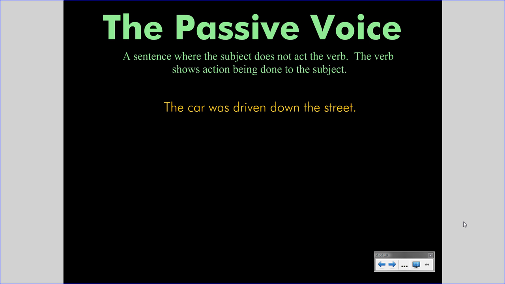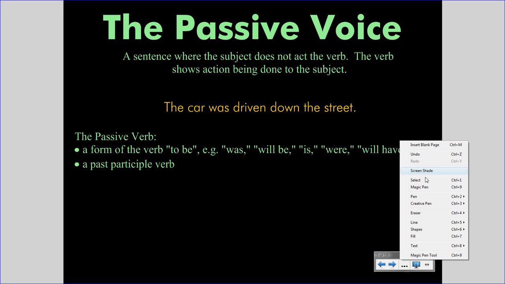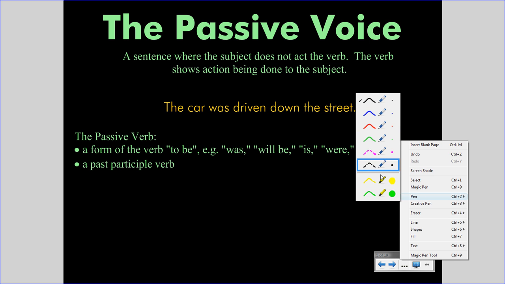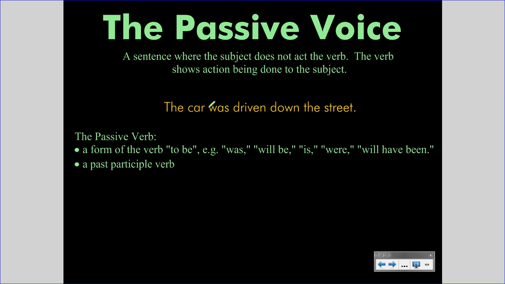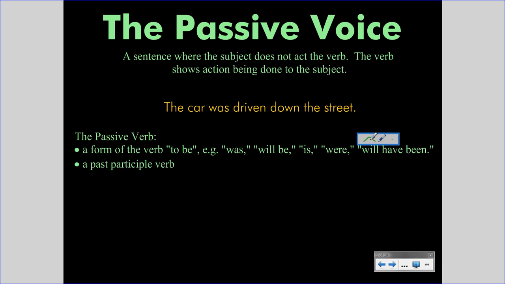There are a couple characteristics to remember about the passive voice. The passive verb in the passive voice always contains two parts. Now it can contain more than two words, but it always contains two parts. And those two parts, let me show them for you here. Oh, that didn't work quite so well. Sorry, hold on a second. There we go.